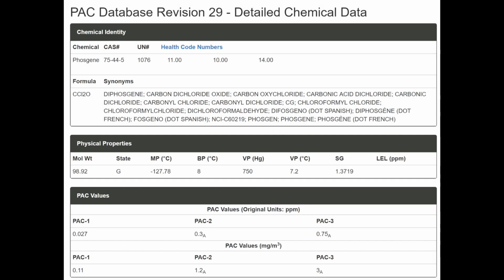So what I wanted to do here is pull up an example from the Department of Energy website. It's their Protective Action Criteria database. We looked up phosgene. You can look this up very easily if you've got the CAS number, the chemical number, and it'll pull up, or just the chemical name itself. If you've got the chemical formula, you can try that. There are a bunch of different ways to find this information.